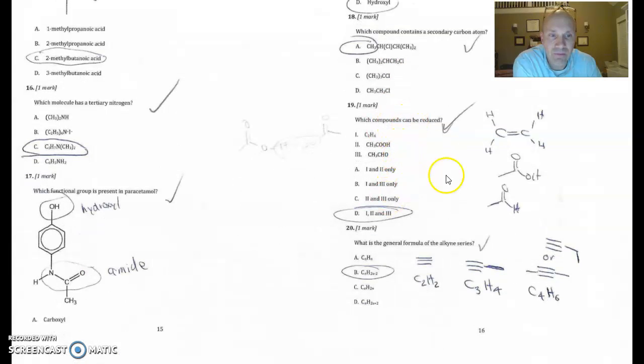All right, which can be reduced. All of these can. All right, so look at all these structures. This is an alkene. It could be reduced by adding hydrogens to it to make an alkane. This is a carboxylic acid. Those can be reduced to alcohols. And this is an aldehyde that can be reduced to an alcohol.